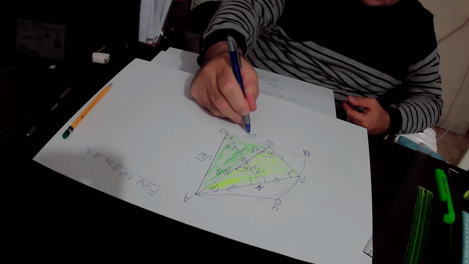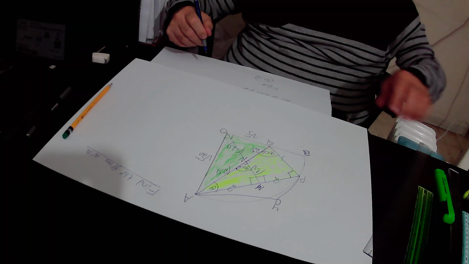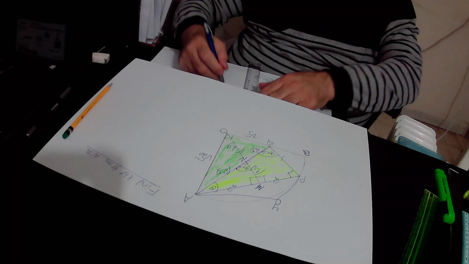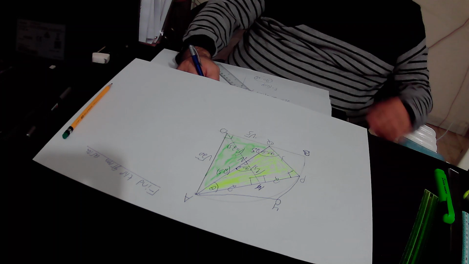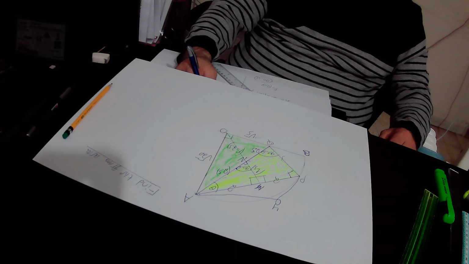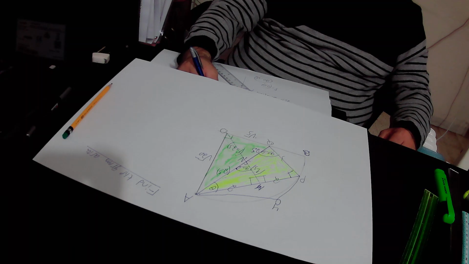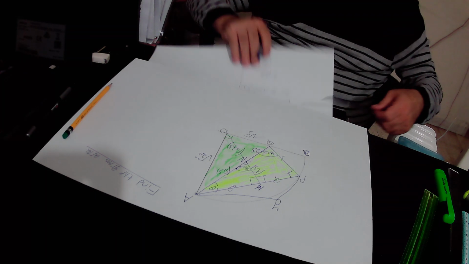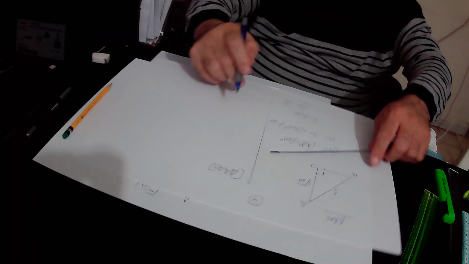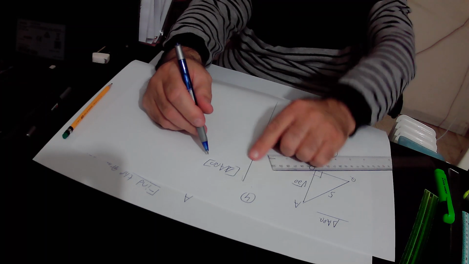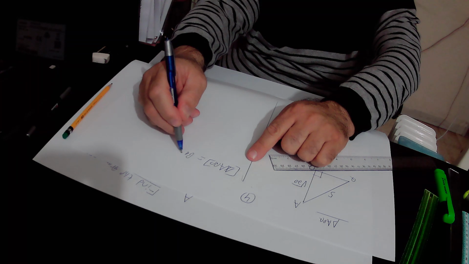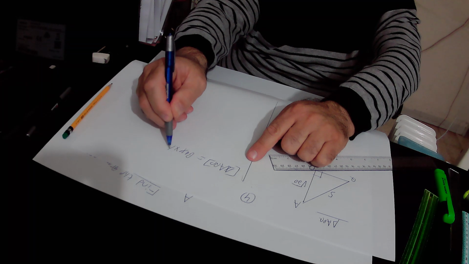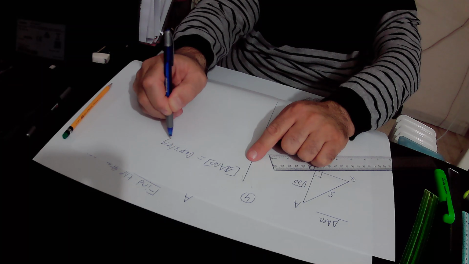Now it is very simple to find the area of the green right triangle AQO. The area of the right triangle AQO, where the square brackets are the sign for the area, equals the base of the triangle times the height over 2.